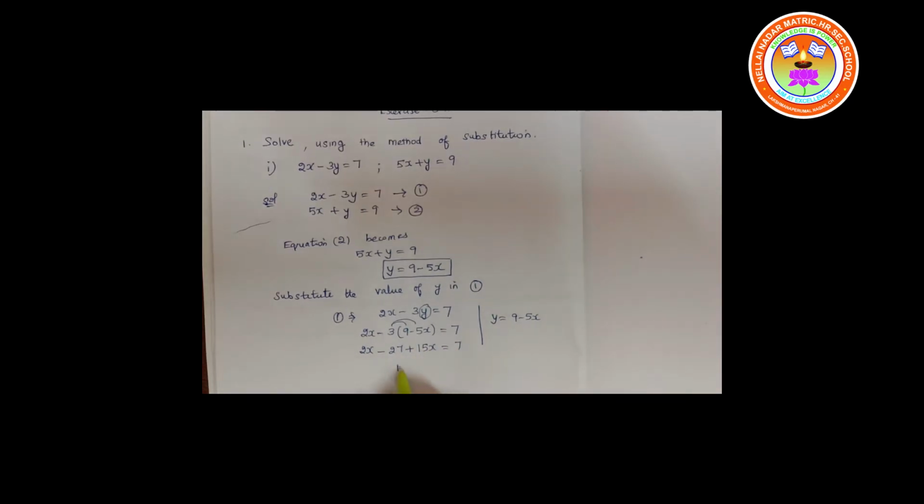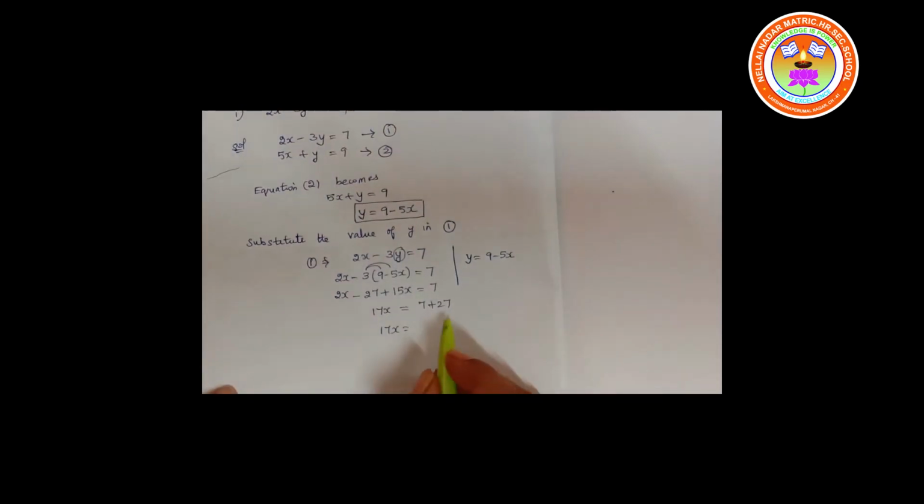15 plus 2 is 17x is equal to 7. Minus 27 changes to plus 27. So 17x is equal to 7 plus 27, that is 34. x is equal to 34 divided by 17. 17 how many times? 2 times. So x is equal to 2. You got the value of x.